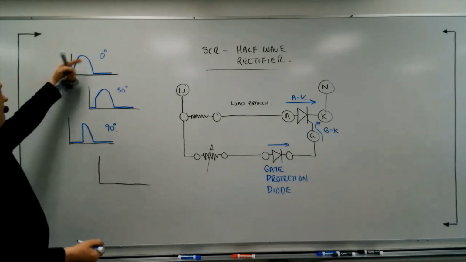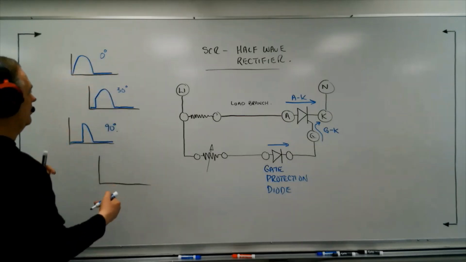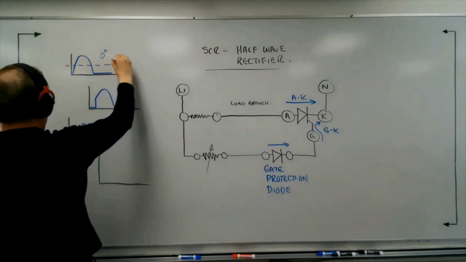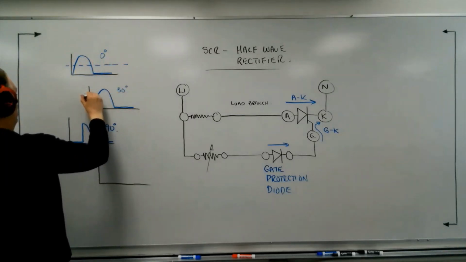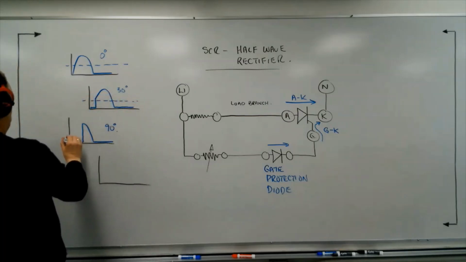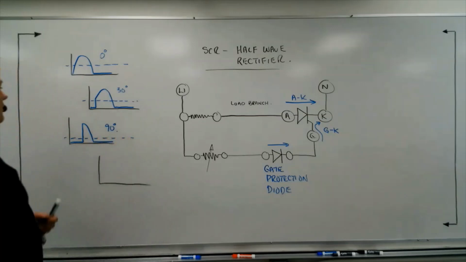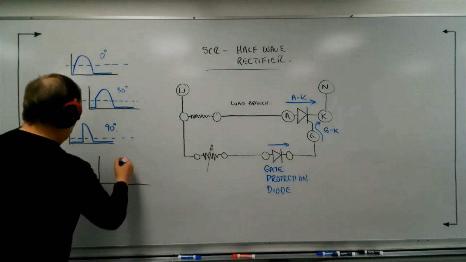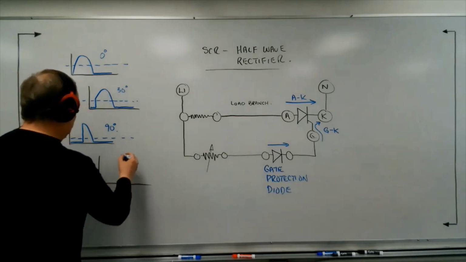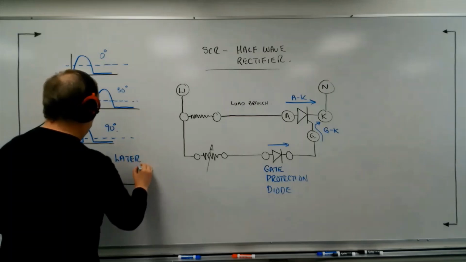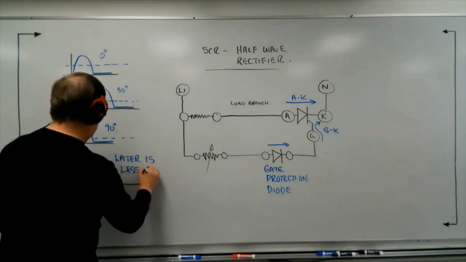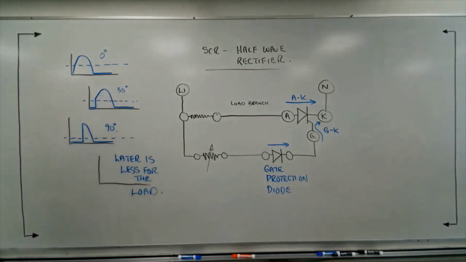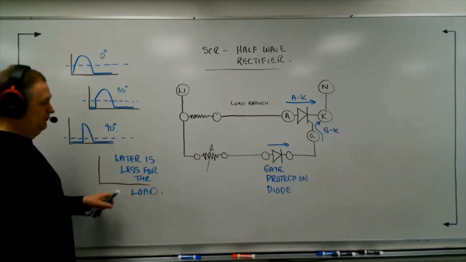So the later that we fire, basically the lower our load voltage would be, because if you look at it, this one might be an average voltage of, say, about this much. Now this one would be just a little bit lower, like that, and this one would be down here. So the later that you fire the SCR, the lower the load voltage. And so I like to use just a little sort of phrase: Later is less for the load. So the later the firing angle, the lower the load voltage will actually be.